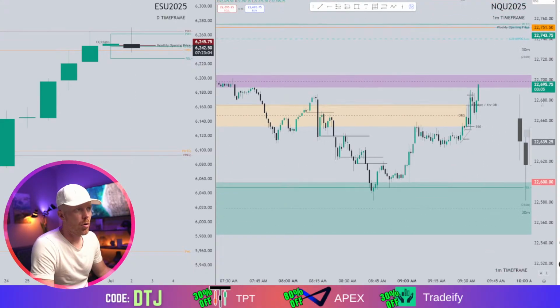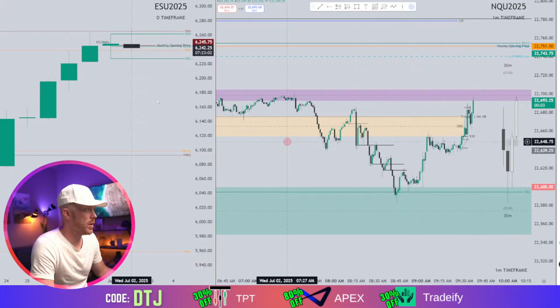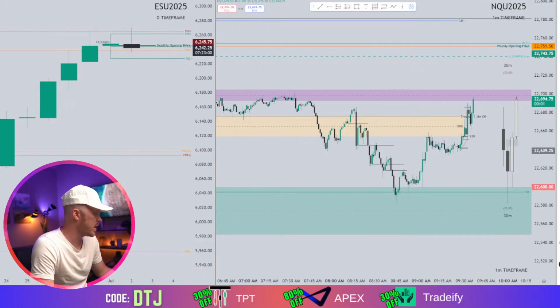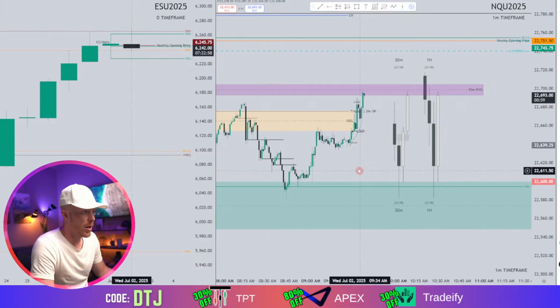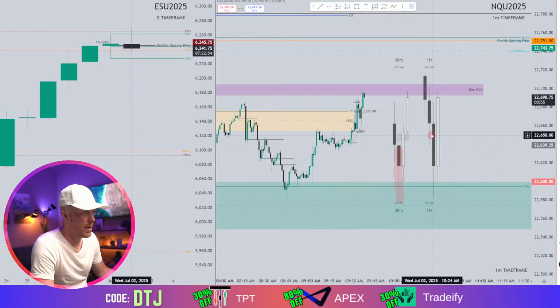All right. So because we're seeing a push, we need to do an analysis on if we are going to see higher prices. For the 30-minute, we do not have any sweep of liquidity, nor do we have a sweep on the hourly.